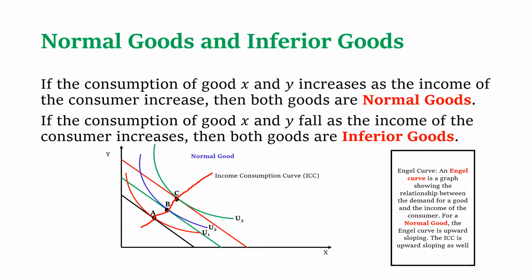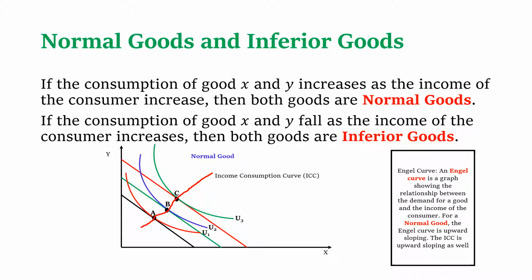But if the consumption of, let's say, good X and Y falls as the income of the consumer increases, then both goods are referred to as inferior goods. But if both the demand for X and Y, assuming that the consumer consumes two goods, increases when the income increases, then we can safely say that both goods are normal goods.